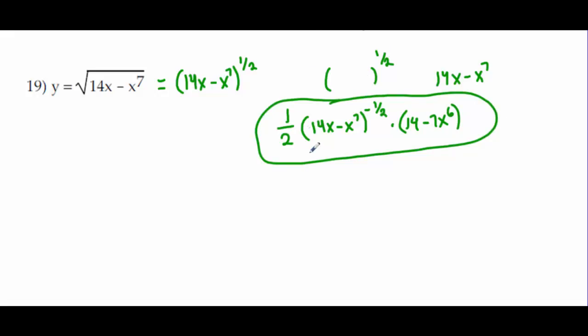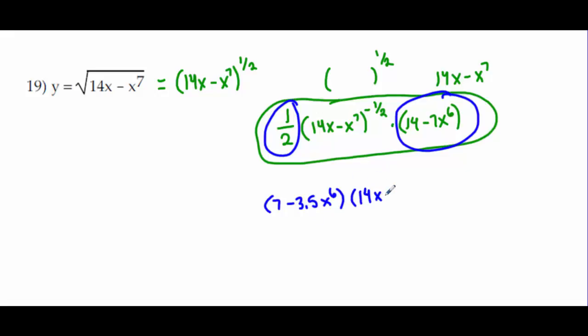If I want to multiply 1/2 and this parentheses together, I will have to distribute. And so that would give me 7 minus 3.5 x to the 6, or 7 minus 7/2 x to the 6, times 14x minus x to the 7th to the negative 1/2, which isn't necessarily a better answer. So you don't really have to do that unless you want to. But this would still be in parentheses, and both of them have to get multiplied by 1/2. We can also move this down to the bottom if we want and change it back to a square root, but we don't have to if we don't want to.